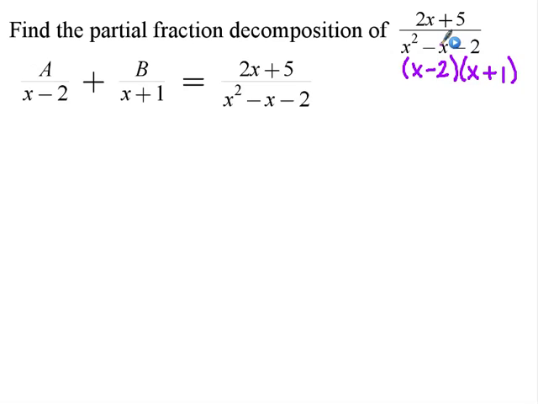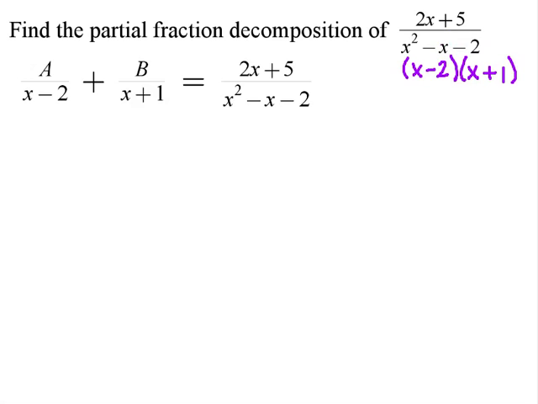And so now I'm going to go ahead and write that out. A over x minus 2 plus B over x plus 1 equals 2x plus 5. That's just how I did it when I did the equation in here. You could do it the other way. You'll just get your answers reversed from what we do on the board.